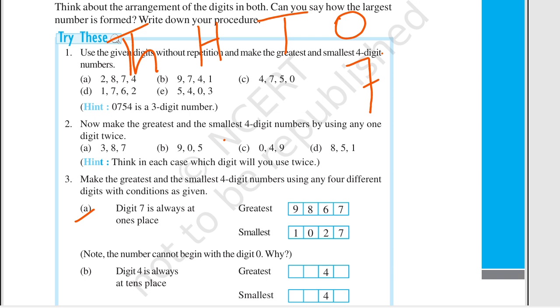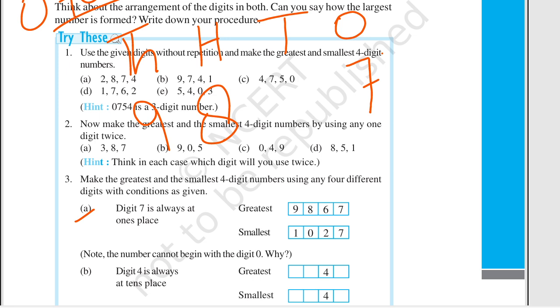Now it is given that we need four different digits. If we have to make the greatest number, the greatest digit from 0 to 9 is 9, so write down 9. We cannot repeat any digit because we have to use four different digits. Then we will move towards the second greatest number, that is 8. Now we have to move to the third greatest number, that is 7.